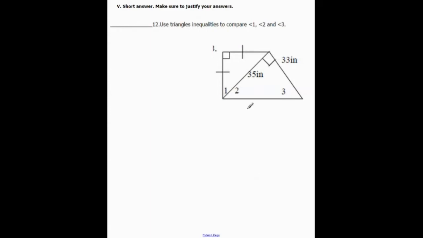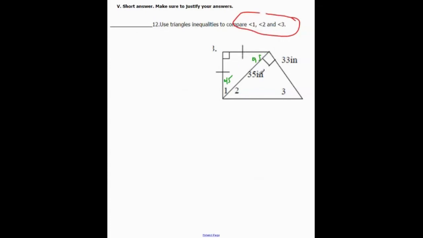Now, this is an interesting problem. There's more than one way to do this. We can actually solve these triangles because we have a 45-45 isosceles right triangle. So we know these are 45-degree angles. And we're just going to want to compare the size of the angles from, say, big to small. So with this being 45 and that being 45, let's take a look at this angle.